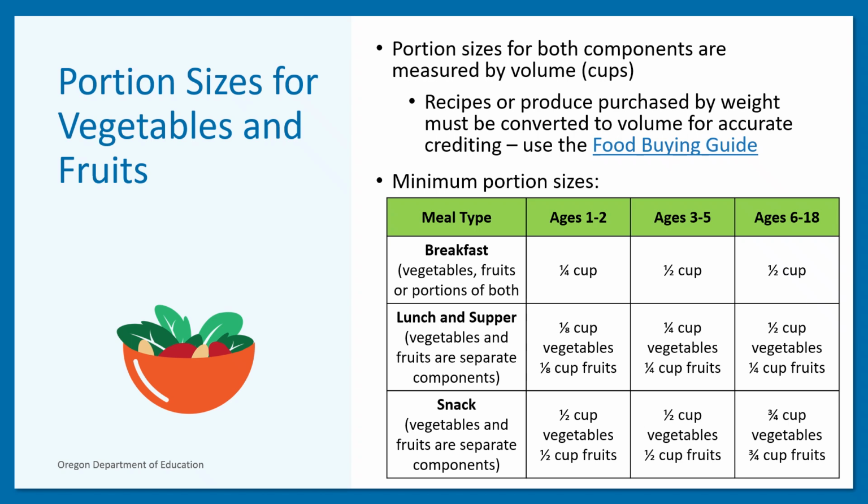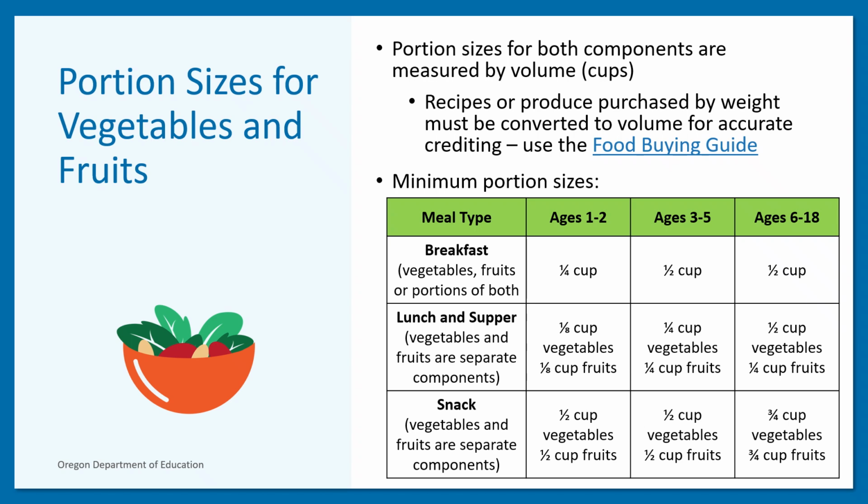For lunch and supper, 1/8 cup each of vegetables and fruits must be served for ages 1 to 2, a quarter cup each of vegetables and fruits must be served for ages 3 to 5, and a half cup of vegetables and a quarter cup of fruits must be served for ages 6 through 18.